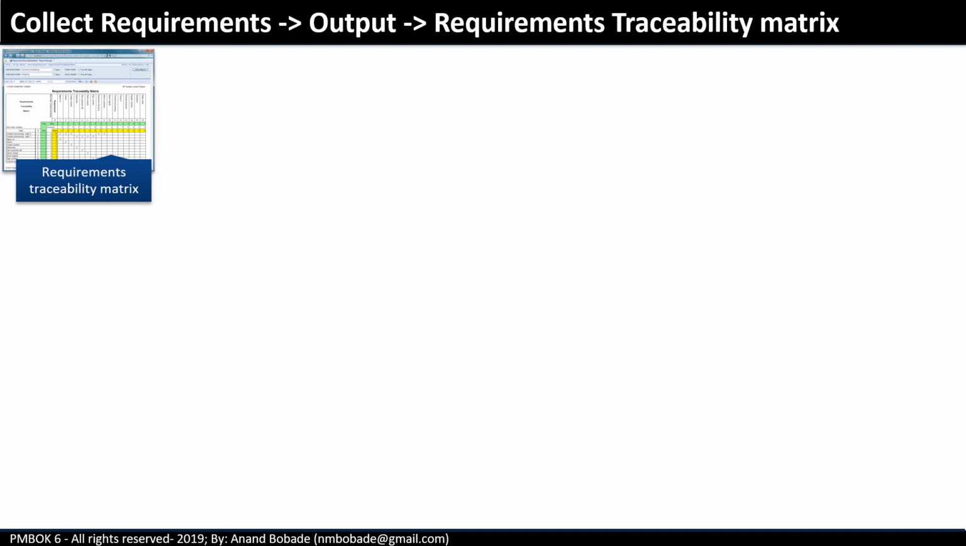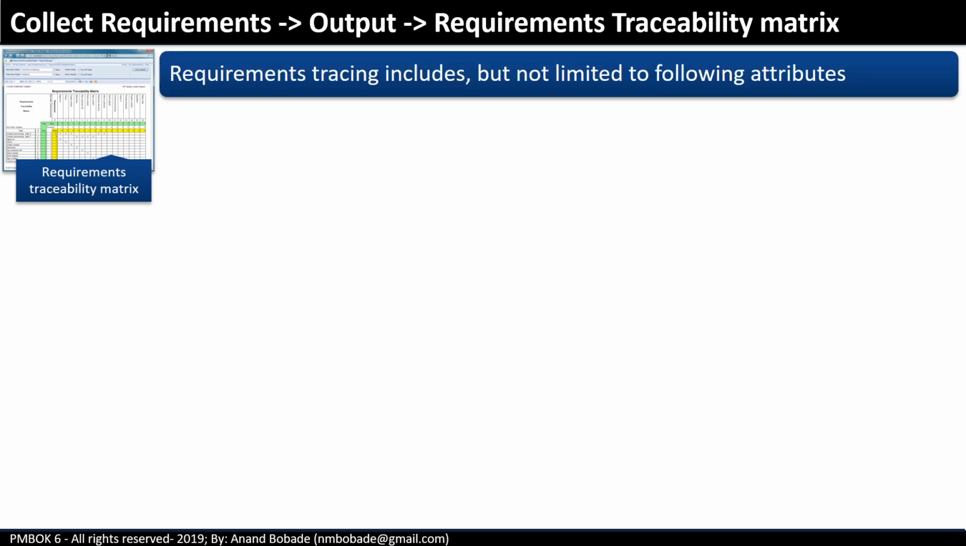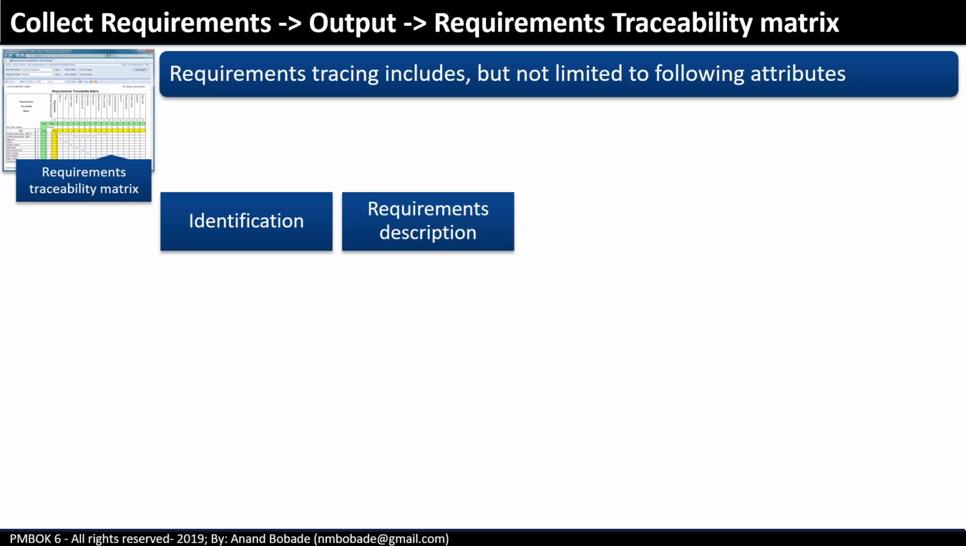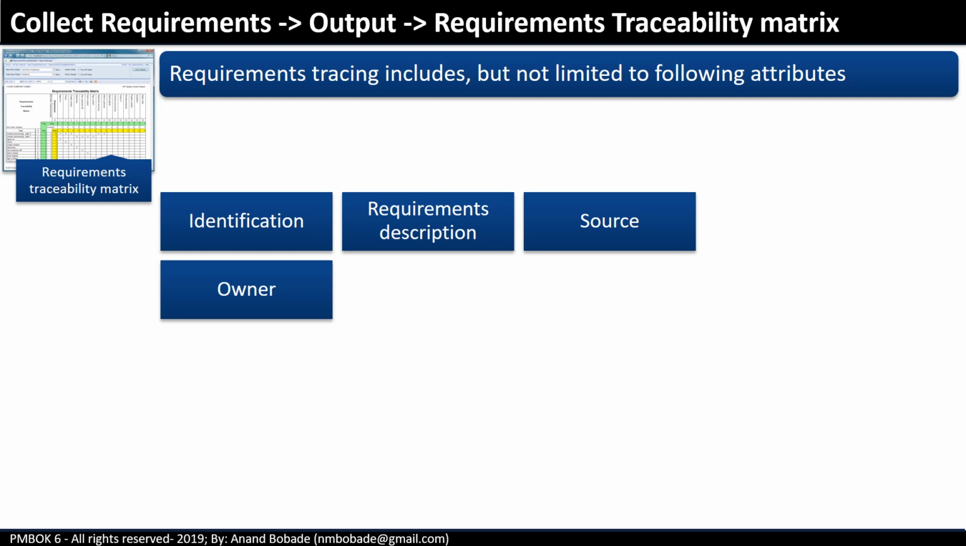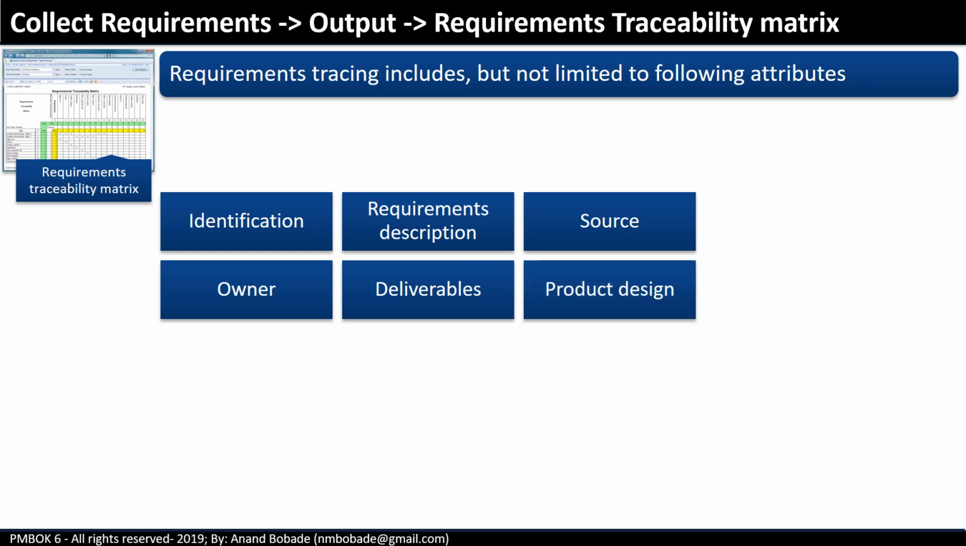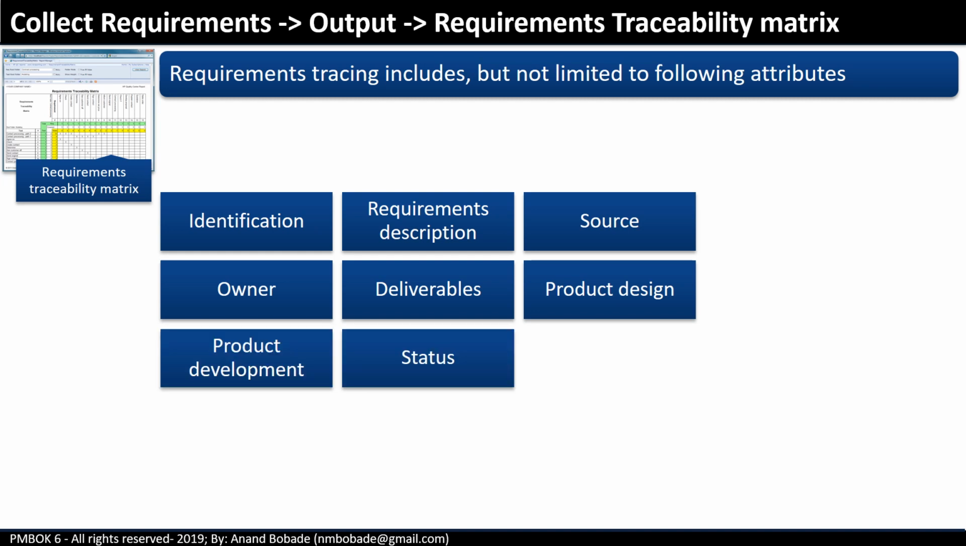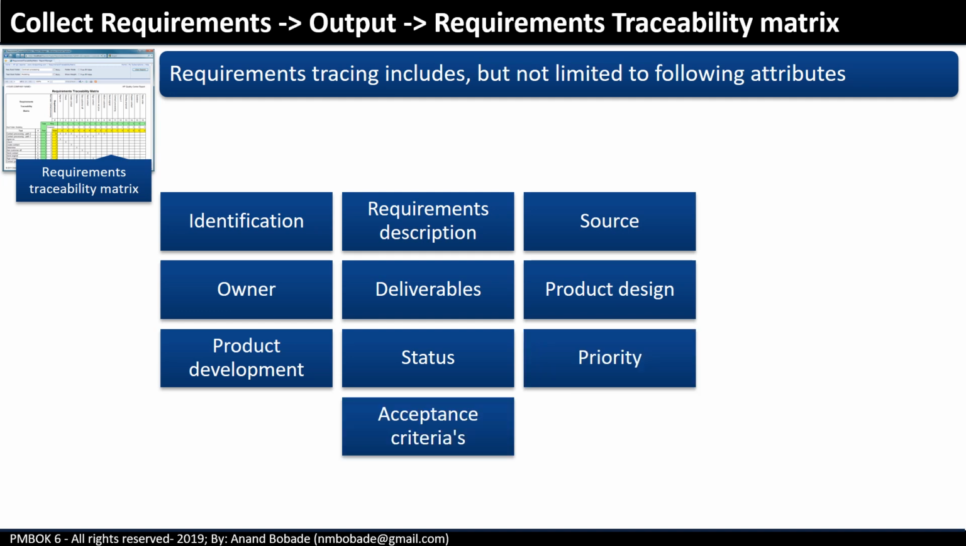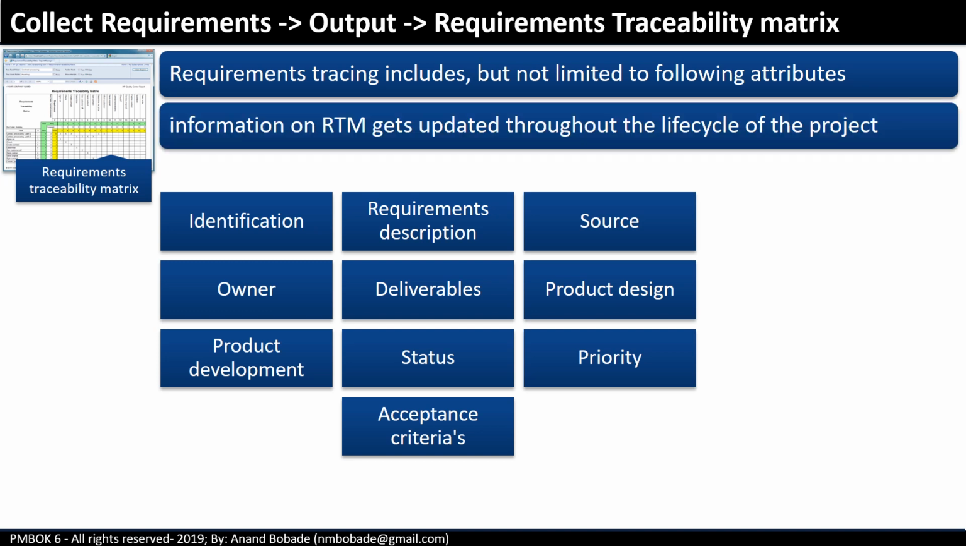Typical attributes used in the requirements traceability matrix are identification, which is a unique identifier; requirements description; source, from where the requirement originated; owner, who is managing this particular requirement, usually someone on the project team or a subject matter expert; deliverables that satisfy the requirement; whether the requirement is included in product design and in development; the current status, like approved, cancelled, active, assigned, completed; the priority of the requirement; and the acceptance criteria. The above information on the RTM gets updated throughout the project lifecycle.